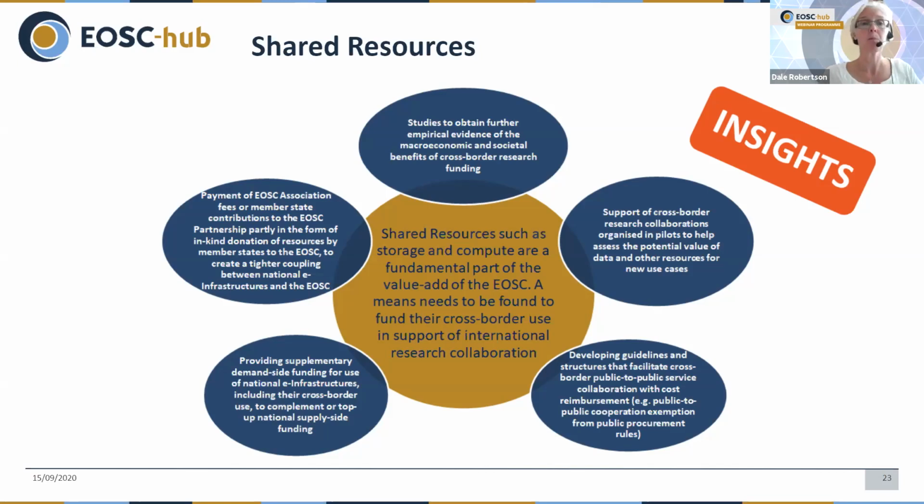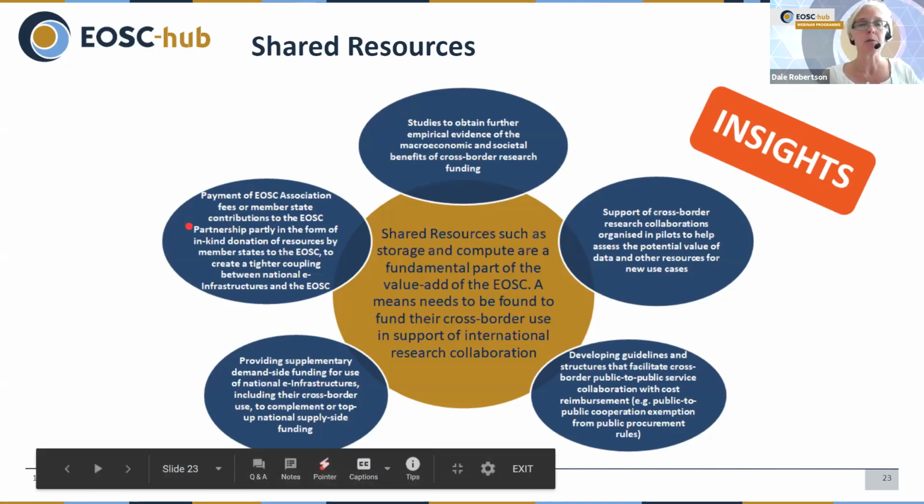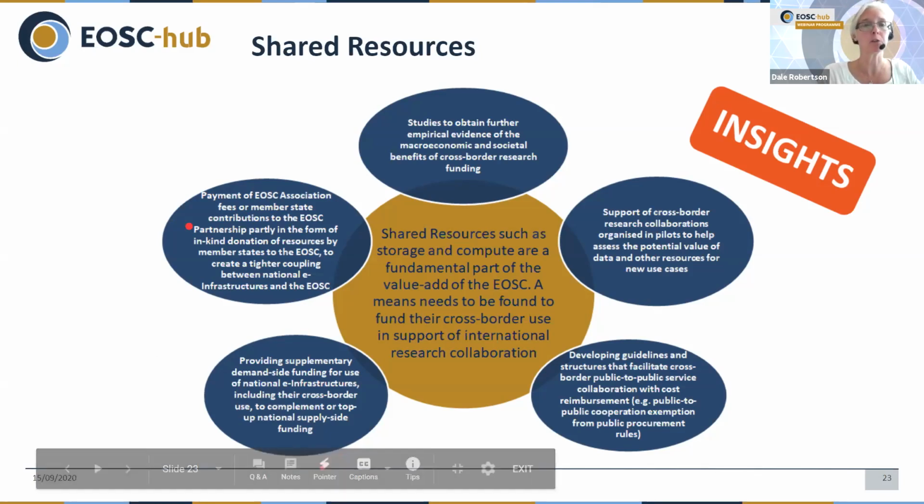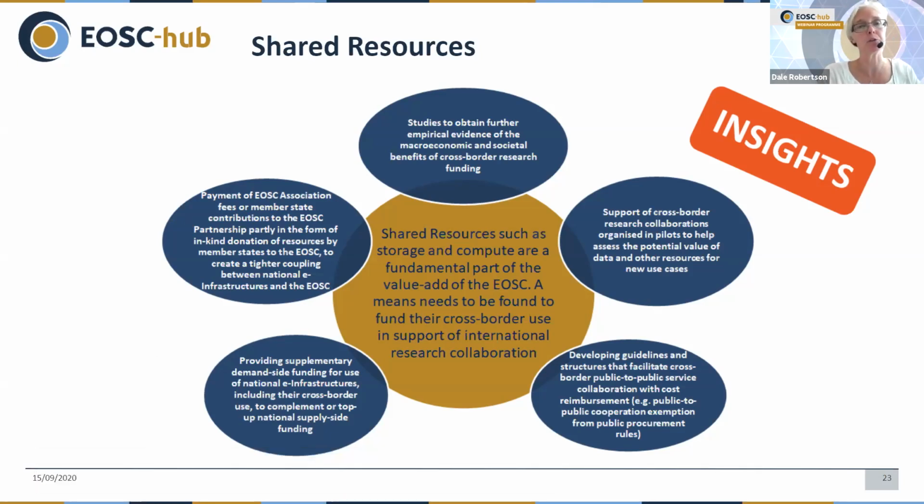And then finally, the other observation that we made here was that association fees, EOSC association fees, or member state contributions to the partnership, if they were made partly in the form of in-kind donation of resources by member states, then that would actually, we felt, help to create a tighter coupling between the national infrastructures and the EOSC. So those are the overall insights relating to the shared resources and to their funding.